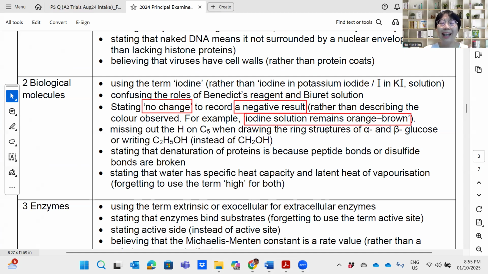Number two, the color that you use to describe, right? Actually, you can use two colors. For example, orange, brown, right? But when you write the two colors, because orange is one color, brown is one color, you must put a dash in between the two colors.